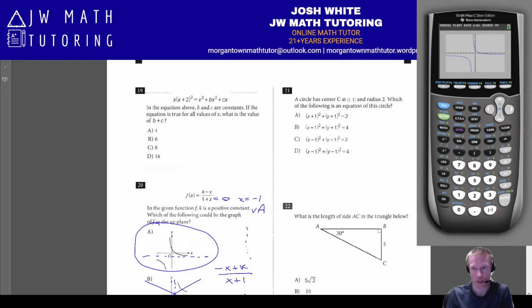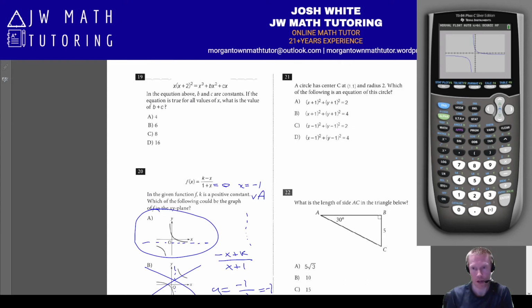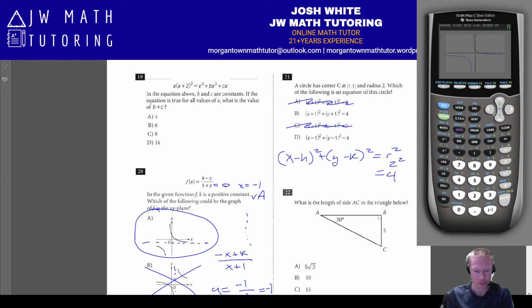Now, continuing back at the top of the page again, problem number 21. So here you're just given information about a circle. You are told its center and you are told its radius. So hopefully you know the standard form equation for a circle, x minus h squared plus y minus k squared equals r squared. The radius is 2, so therefore here we're going to plug in 2 for r and square that, so it's going to be equal to 4. Therefore, A is gone, C is gone.